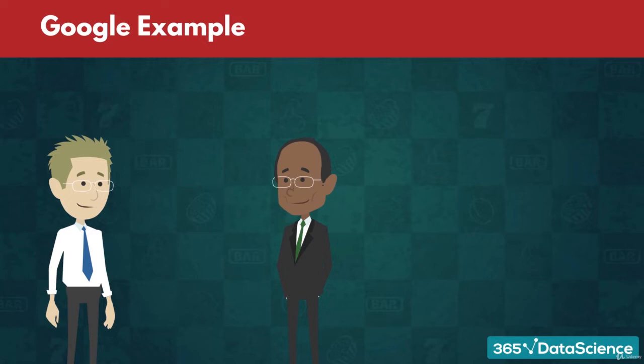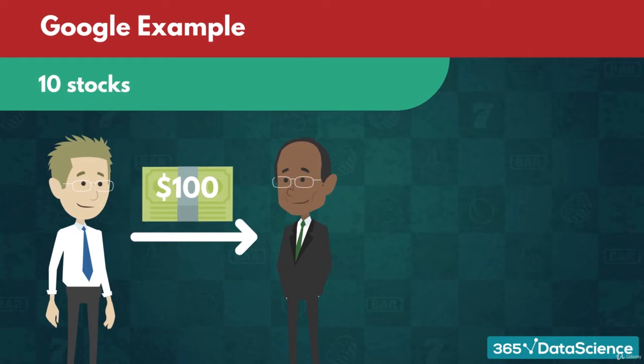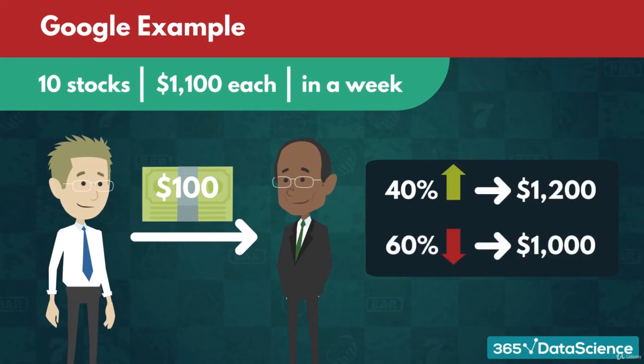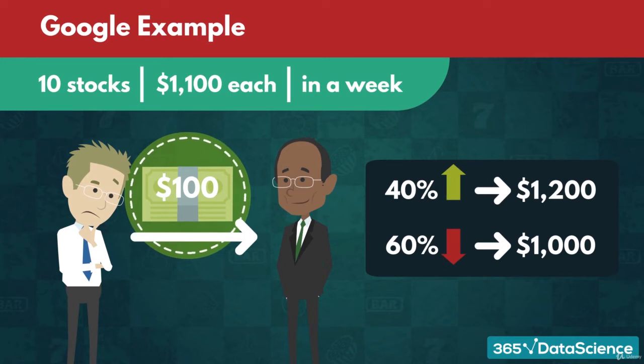You are offered to pay a premium of $100 to an investor for the option to buy 10 stocks of Google at $1,100 apiece 1 week from today. For simplicity, we assume there is a 40% chance the stock is going to increase to $1,200 and a 60% chance it is going to fall to $1,000. You want to know whether this option is worth the $100 valuation.